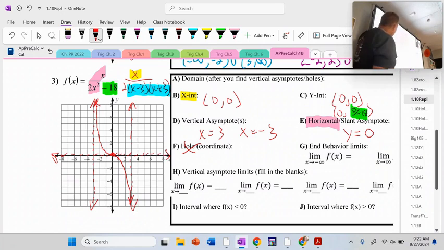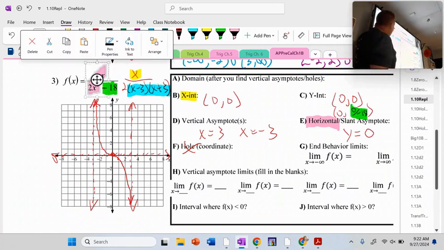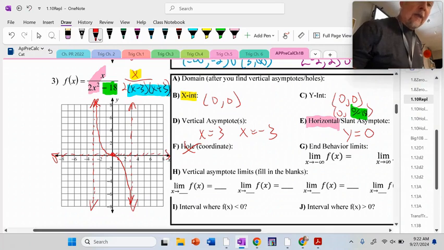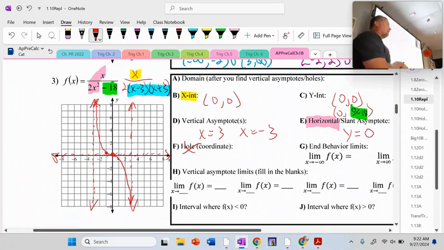-1. -1 squared, though, is 1 again. 2 times 1 is 2. What kind of number is 2 minus 18? Negative. But it's negative over negative, which is what? Positive. That's why I know I'm above here. And that's all I needed to know that this is what's happening.